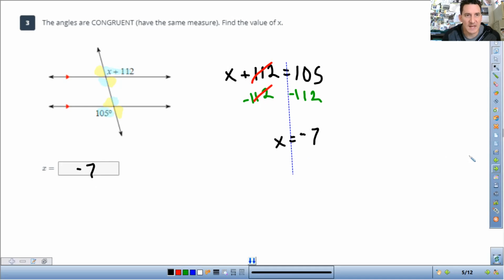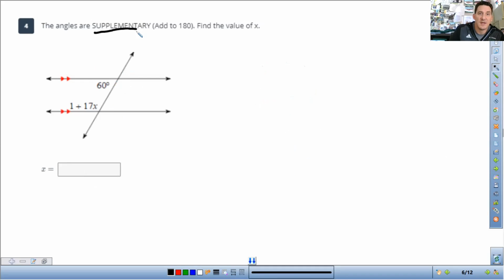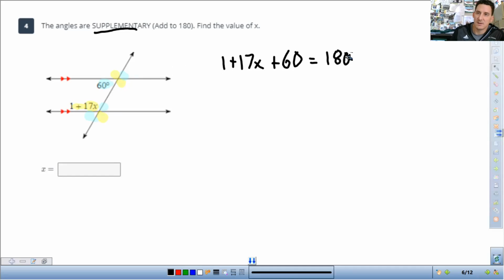All right. So next, these angles are supplementary, meaning they add to 180. Again, I'm going to practice putting in the checkerboard pattern so we can identify whether they're congruent or supplementary easier. Since the 60 and the 1 plus 17x are different colors, when they're different colors, when you use that checkerboard pattern, that means they add to 180. So 1 plus 17x plus 60 is equal to 180. That's how you're going to set up those equations.